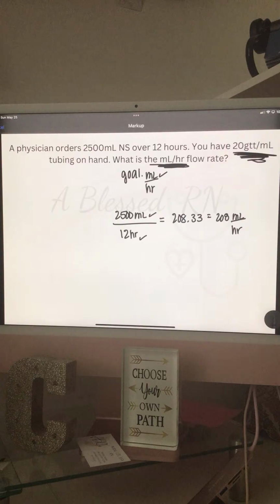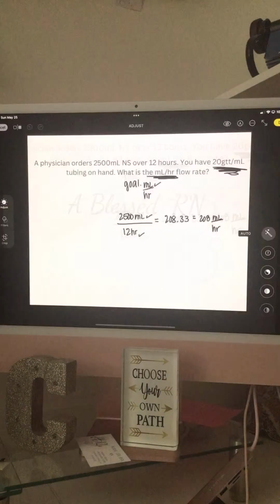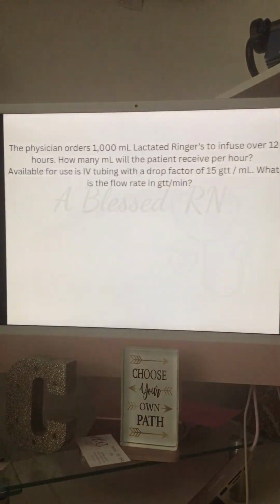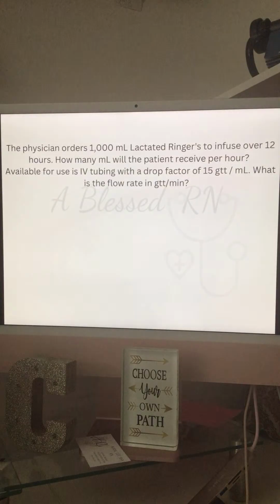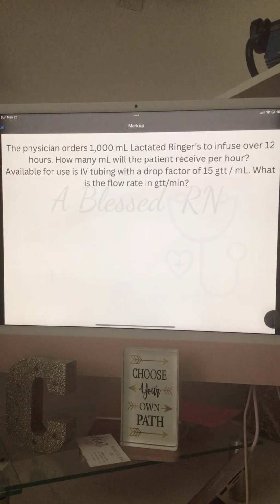So we don't convert the hours to minutes. Nope, because what did the goal ask you? What did the goal ask you? You only give the goal what it wants, nothing more and nothing less. Okay? Dosage calc is so easy.